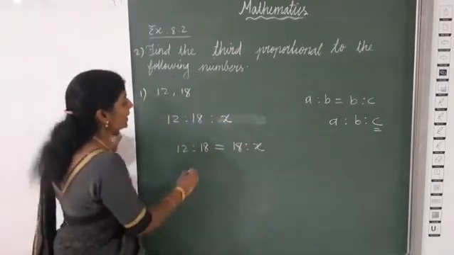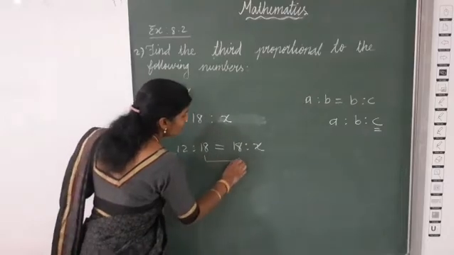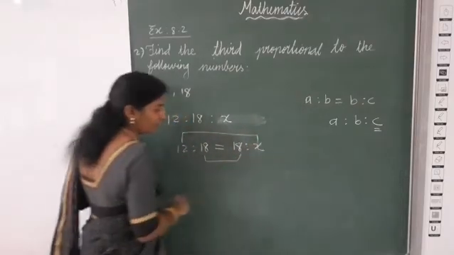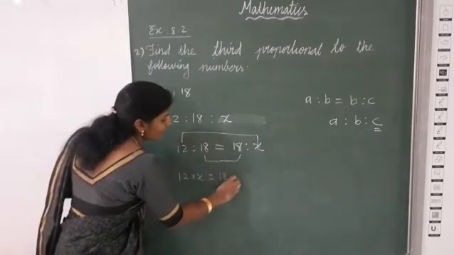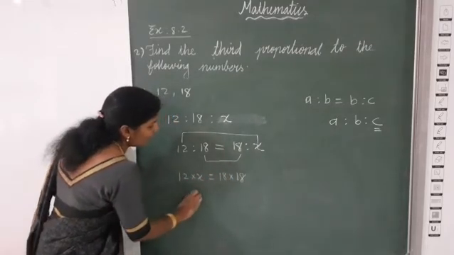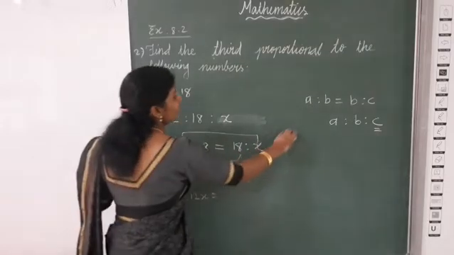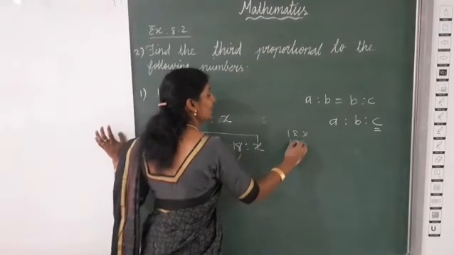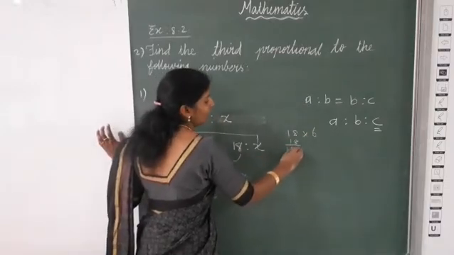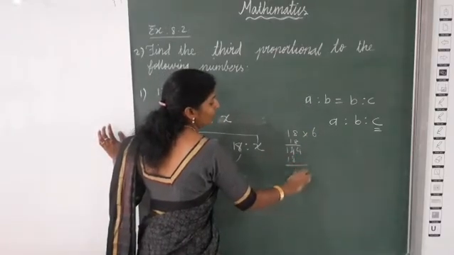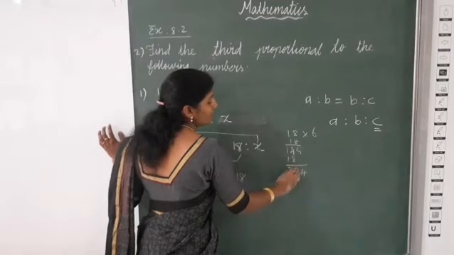Now we take the product of these two and these two. So 12 into x equal to 18 into 18. Now 12x equal to 18 into 18. What is 18 into 18? 8 eights are 64, 6 balance, 1 into 8, 8 plus 6 is 14. 1 into 8, 1 is 1. 4, 12, 3.